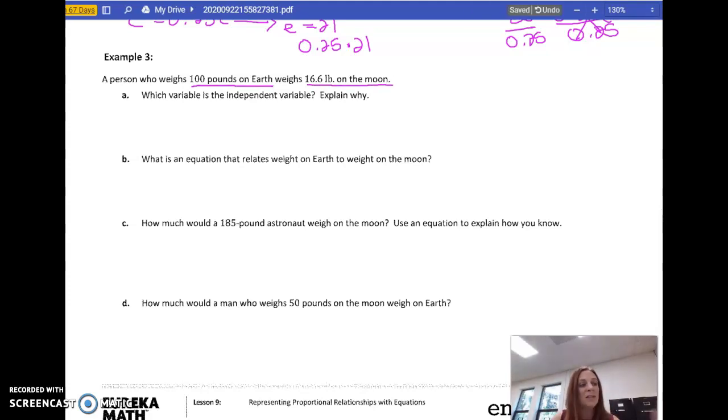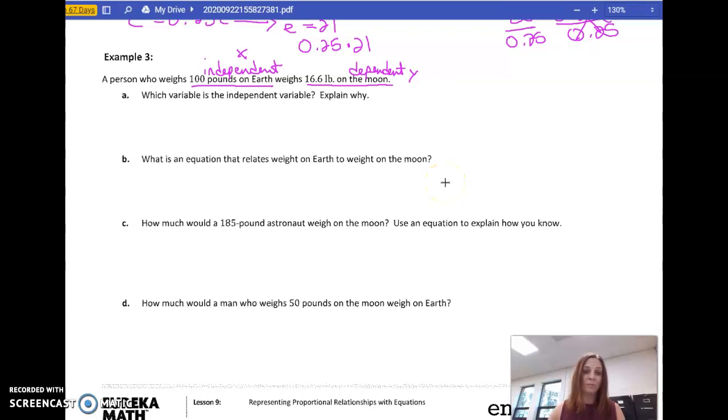Okay, so we need to identify what is going to be our x and our y, what is going to be our dependent and independent variable. And I'm going to tell you that our independent variable needs to be the one on Earth, because we can't really change that up, and there's not a whole bunch of people on the moon weighing something saying, hey, excuse me, I wonder what I'd weigh on Earth. So this would be dependent. So this is x and this is y.